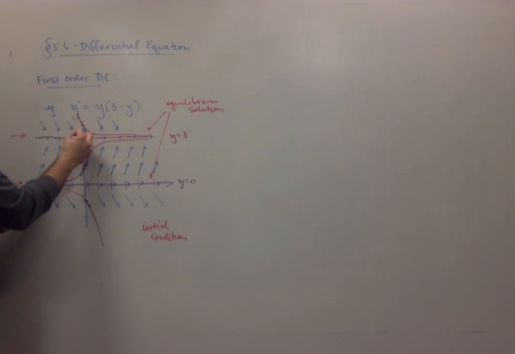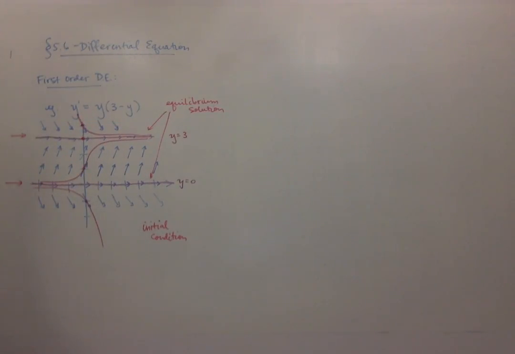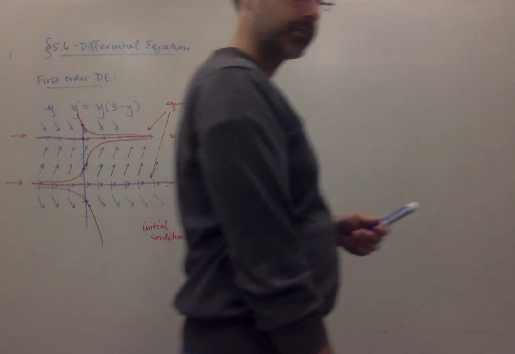If I start here, I get this solution. If I start here, I get this solution. If I start here, I get that solution. So each solution has its own starting point. Make sense?